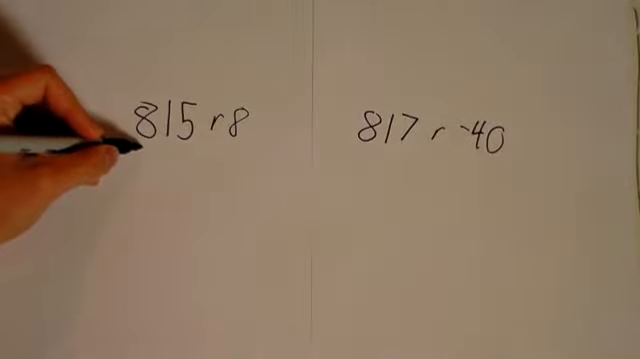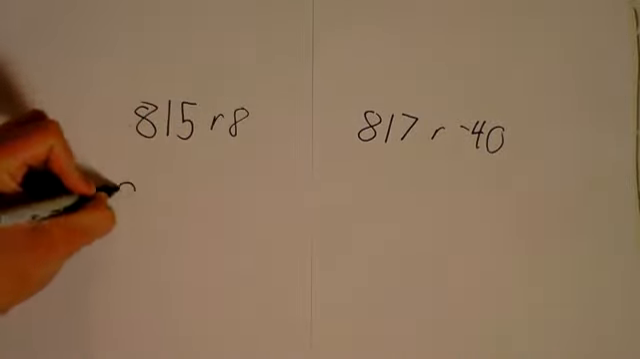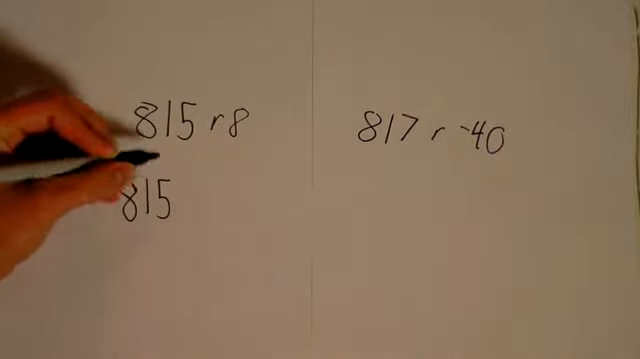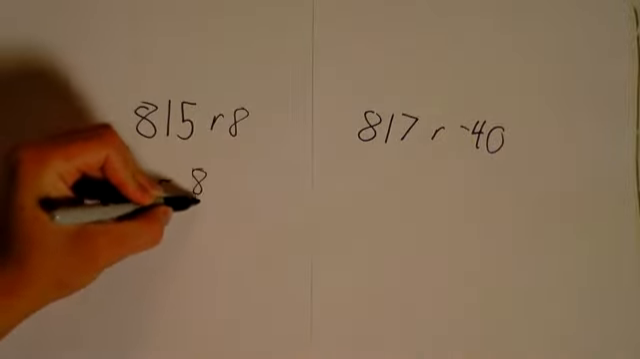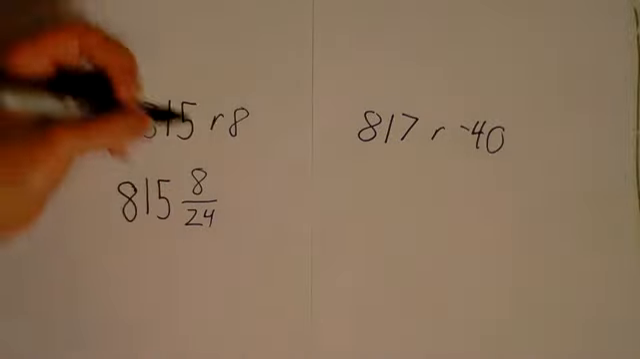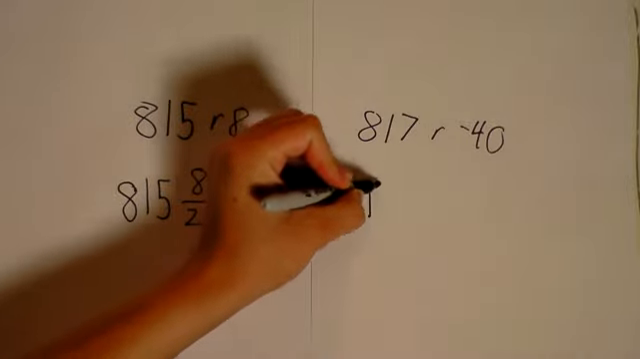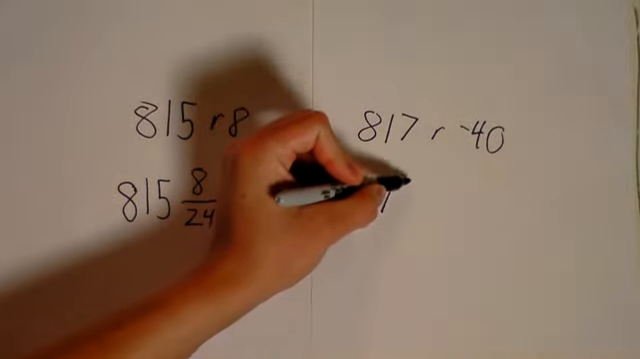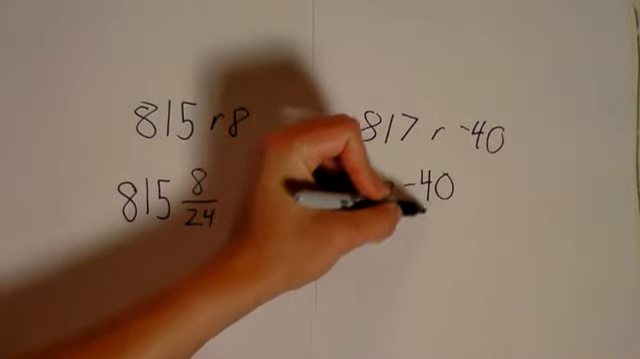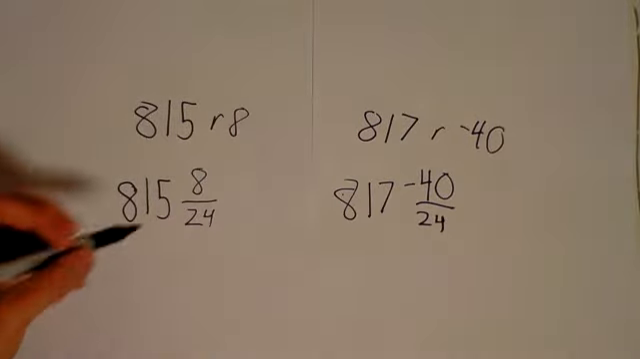Alright, 815 with a remainder of 8 can be rewritten as 815 and 8 over 24. Remember, 24 was our divisor. 817 with a remainder of negative 40 can be written as 817 and negative 40 over 24. Now let's simplify these and see what we get.